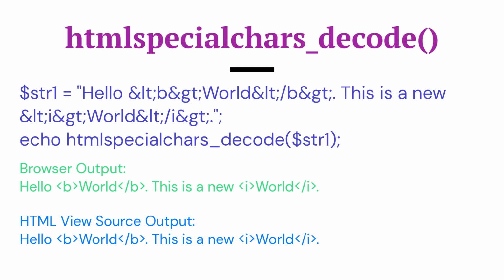The htmlspecialchars_decode function converts HTML entities back to characters. Here is an example. The browser output will be affected by the HTML tags. The HTML output of the code can be seen from view source.